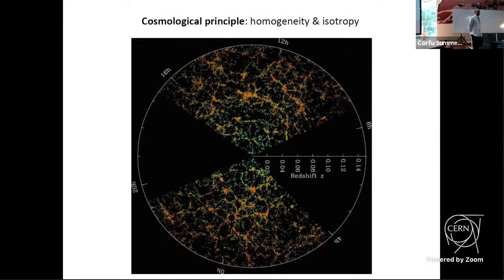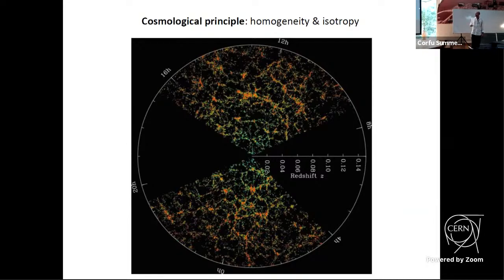And the starting point maybe should be the cosmological principle, stating that from observations, the universe looks approximately homogeneous and isotropic. Homogeneous means that you can find the same properties at different points in space and also time. And isotropy means that no matter where you look into the sky, you will find similar physics and similar main properties.